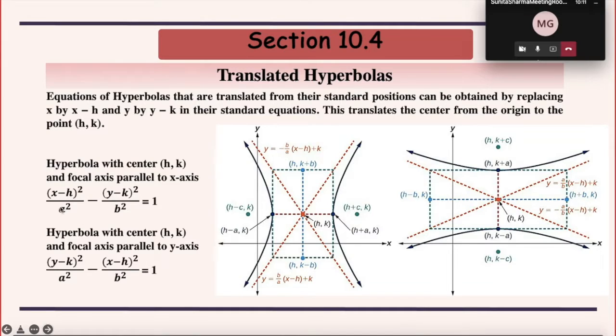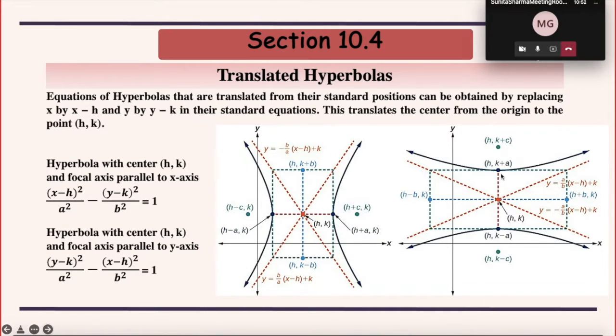Okay, so accordingly this is the change in the equation. The equation where your focal axis is parallel to the x-axis, where it is horizontal, will be of this form: (x minus h) whole square divided by a square minus (y minus k) whole square by b square equals 1. So basically what you are doing is replacing x by x minus h and replacing y by y minus k in the standard equation. If you do this change, you will get the equation of the translated hyperbola. And same for the other one.